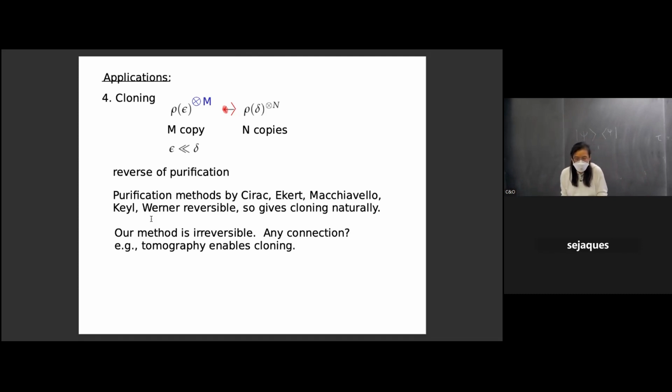One extension of our work is to think a little bit about whether there is a way to break this lack of connection with cloning.